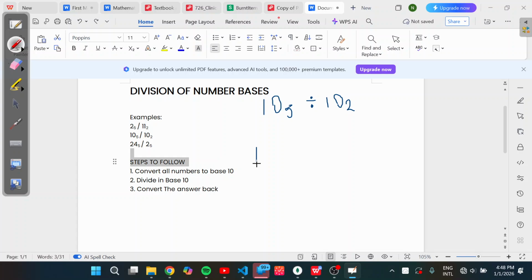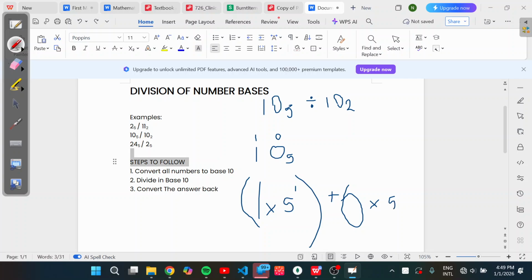So 10 base 5, write the positions 0, 1. So we're going to have 1 times 5 to the power of 1 plus 0 times 5 to the power of 0.